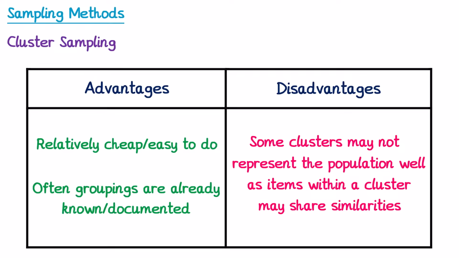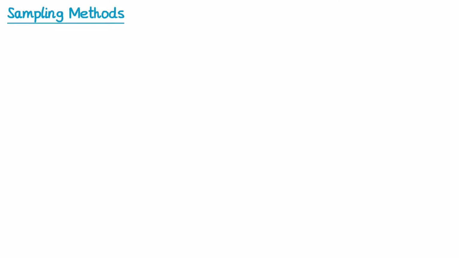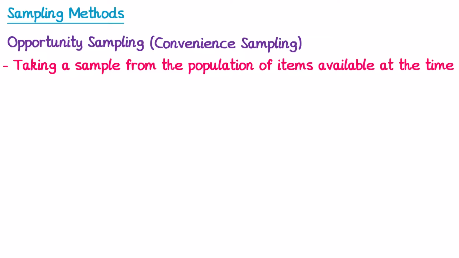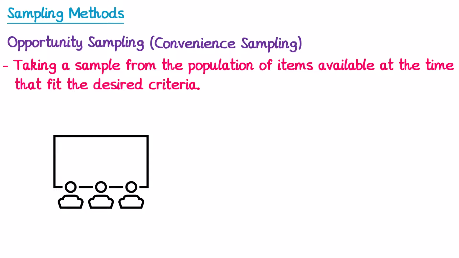Next we'll move on to the non-random sampling methods, and there are only two of these we need to look at. First of all, we're going to look at what we call opportunity sampling. This is sometimes called convenient sampling. For this method, we simply take a sample from the population of the items that are available at the time that fit the criteria we're after. An example of this might be to try and get the opinions of people that have gone to watch a new film.